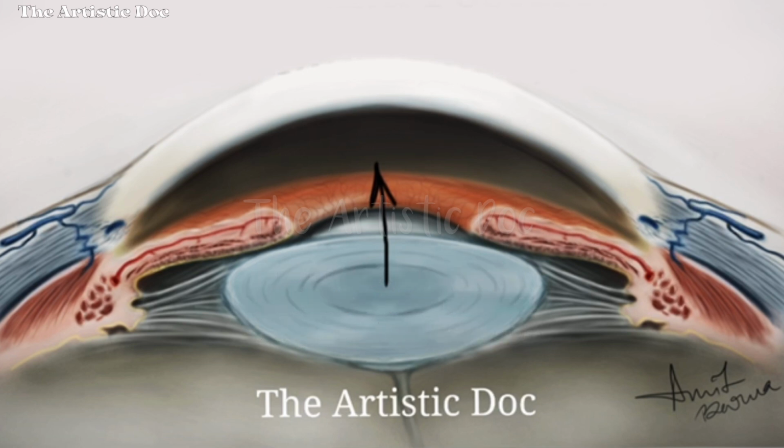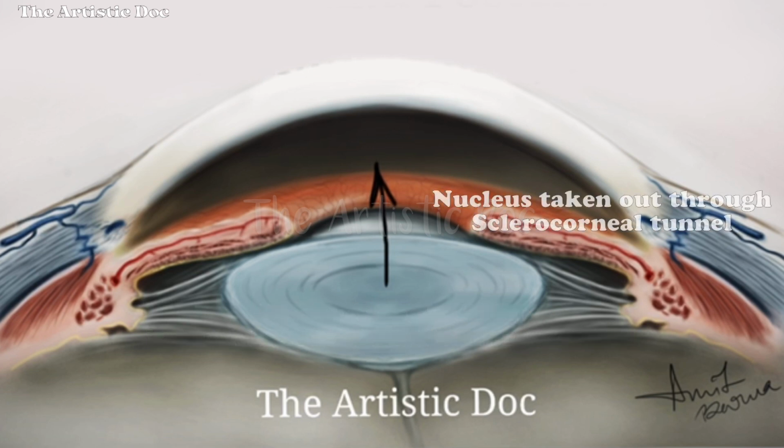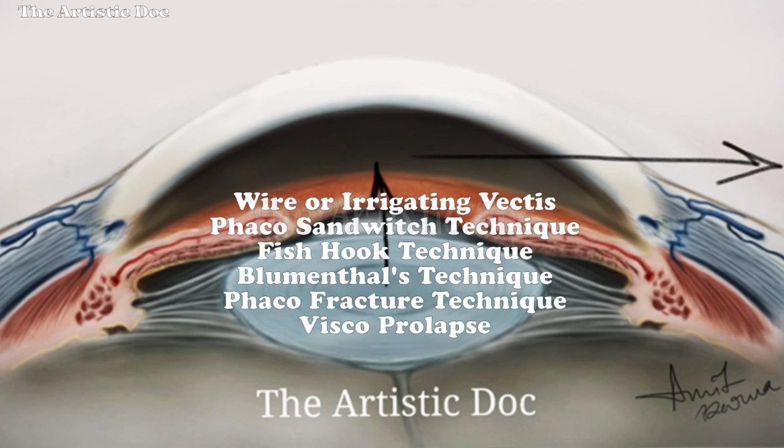The nuclear prolapse is completed by Sinskey hook dialer, thus the nucleus comes into the anterior chamber, then the nucleus is taken out from the anterior chamber through the sclerocorneal tunnel. This procedure can be done by wire vectis, phaco sandwich technique, fishhook technique, Blumenthal's technique, visco prolapse or phaco fracture technique.